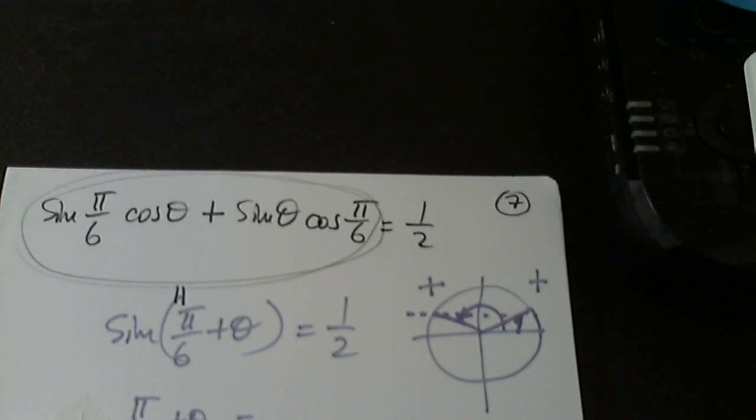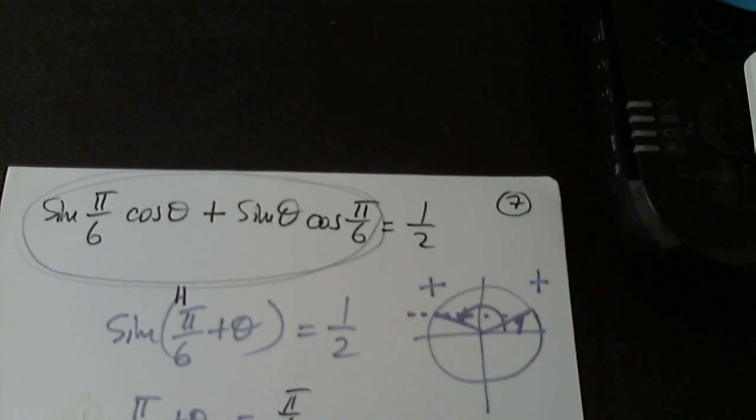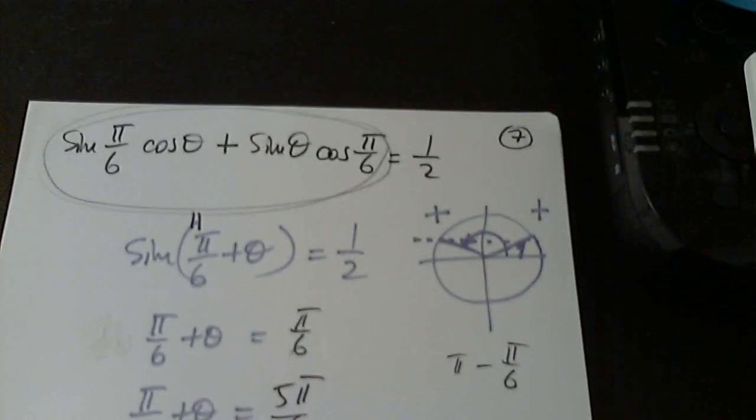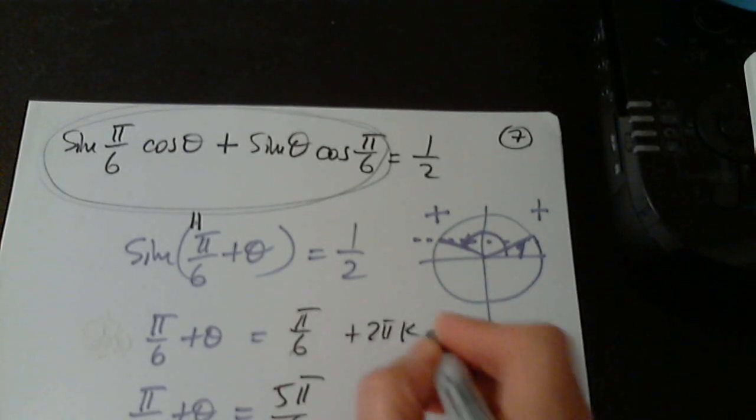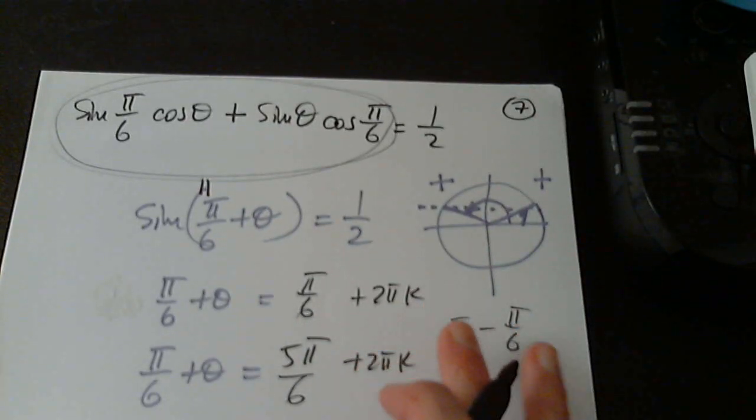Pi over 6 and 7 pi over 6. Excellent. Pi over 6 and pi minus pi over 6. Yes, 5 pi over 6. Indeed. Yes, you can add the 2 pi k here. It's not going to make any difference.